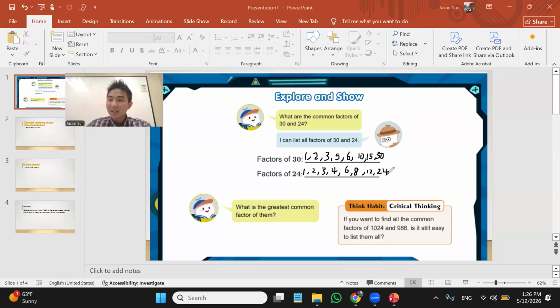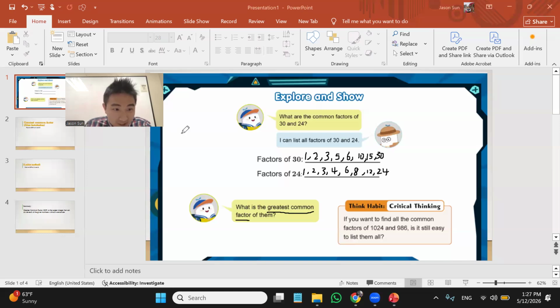All right, so today we have a new concept called the greatest common factor. Greatest common factor. By definition, when we say greatest, that means we're looking for the biggest number, okay? So I want you to look at the lists that we just made, the factors of 30 and 24. Which number is the largest common one?